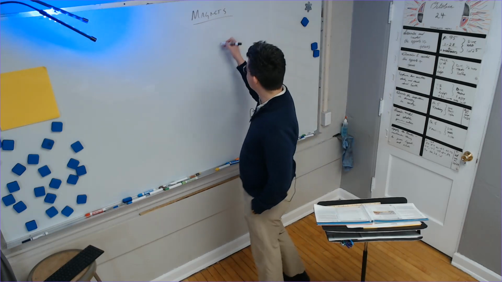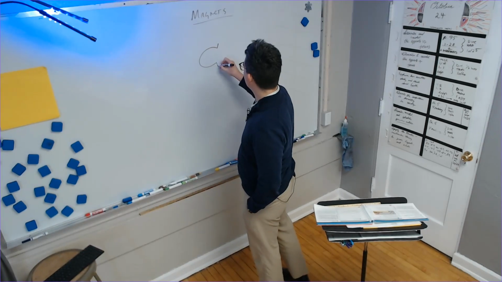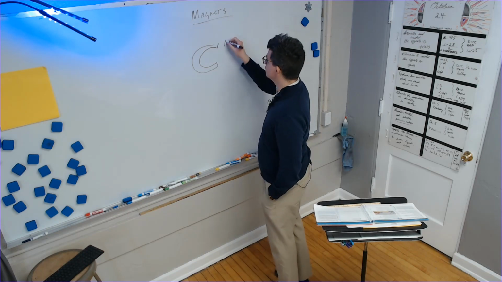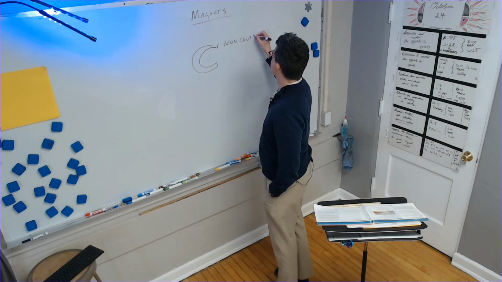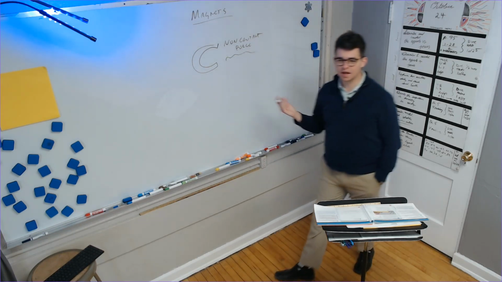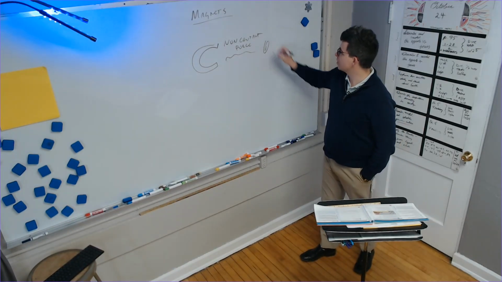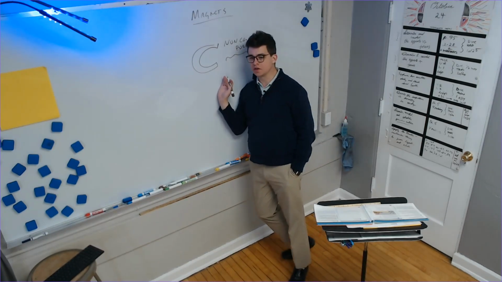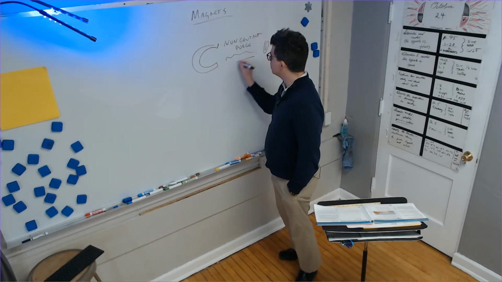But the point of magnetism is that we have some object that exerts a non-contact force. It's a non-contact force, meaning what? It does not have to be touching. And then here I'm going to try to draw a little paperclip. This magnet is going to attract this paperclip with a non-contact force.